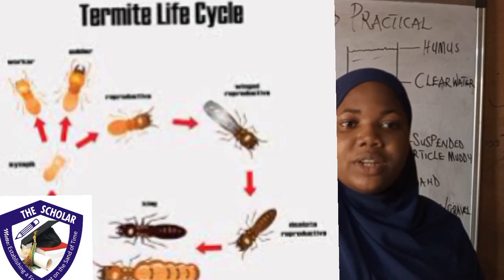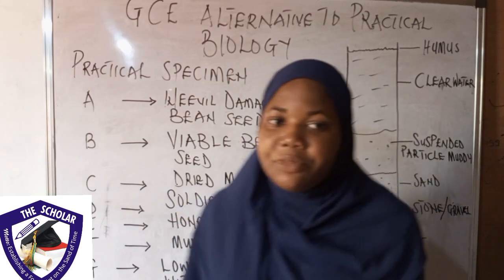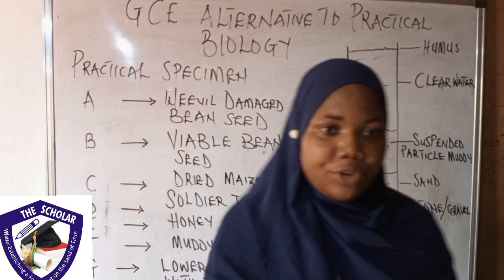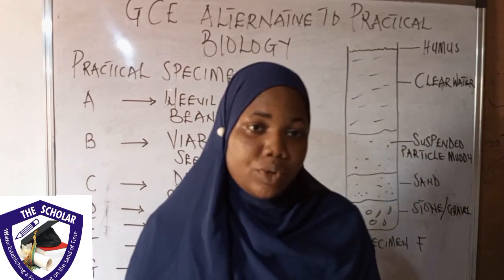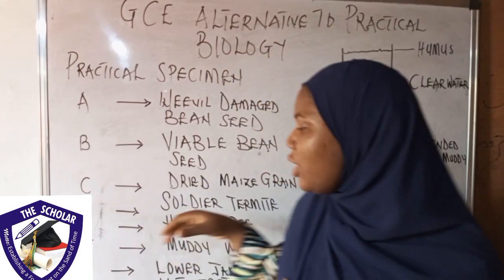They also undergo incomplete metamorphosis. That means they don't have the egg, larva, pupa, adult. They are only egg, nymph, adult. They don't undergo complete metamorphosis. They undergo incomplete metamorphosis. Now, what is this soldier termite?